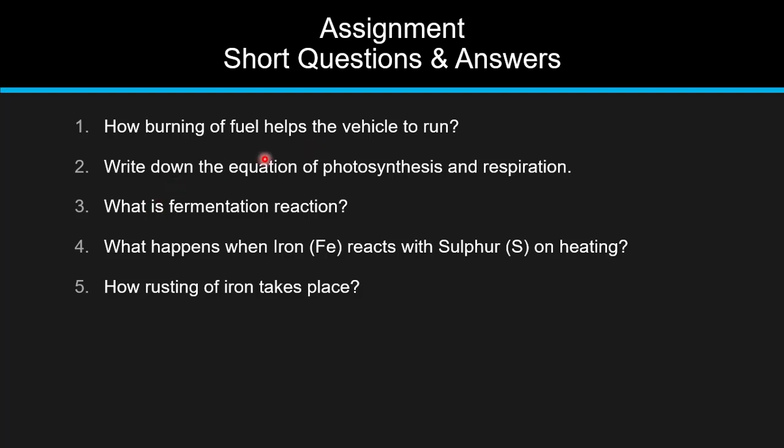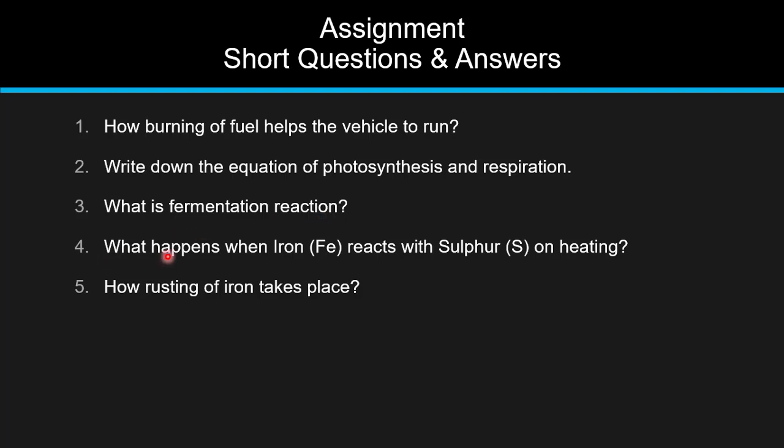Number 2, write down the equation of photosynthesis and respiration. In this lecture, we have studied the two equations of photosynthesis and respiration both. You will write both these equations. Number 3, what is fermentation reaction? In our lecture, we have studied the fermentation reaction, that is the conversion of milk into yogurt, and the formation of baking products with the help of some microorganism is a chemical reaction called fermentation.